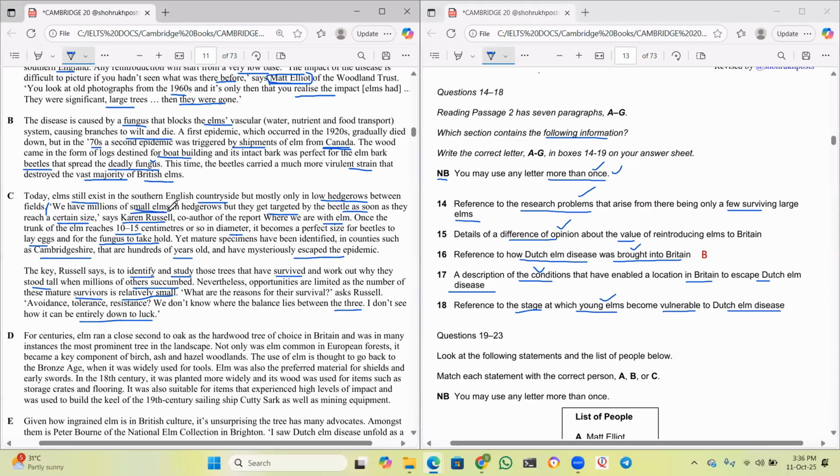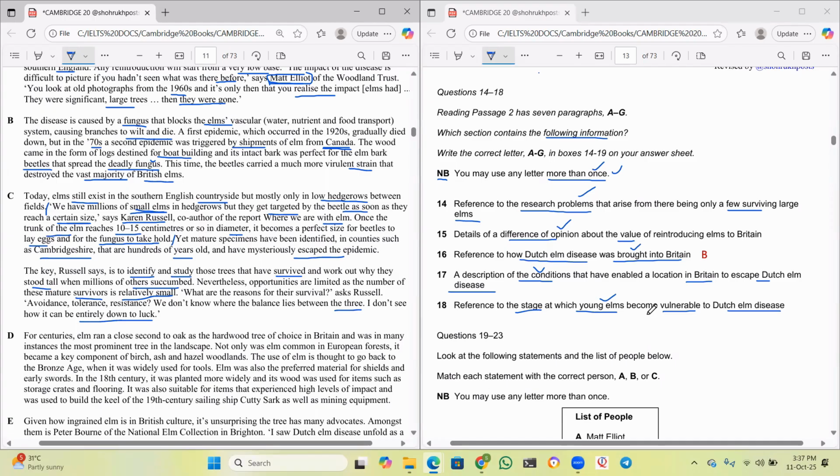Small means young elms, but they are targeted by the beetle as soon as they reach a certain size. Once the trunk of the elm reaches 10 to 15 centimeters in diameter, it becomes the perfect size for the beetles to lay eggs and for the fungus to take hold. So this is how they become vulnerable to the disease. Yet mature specimens have been identified.